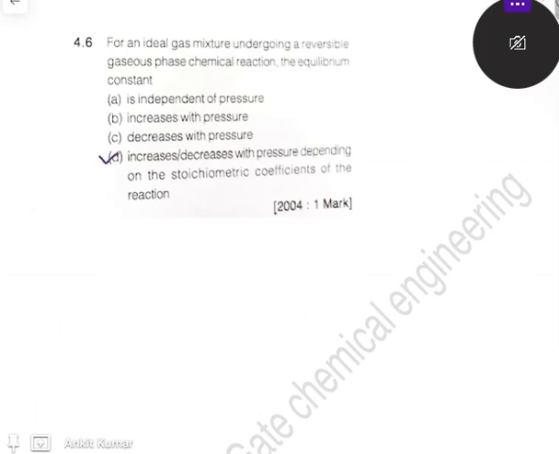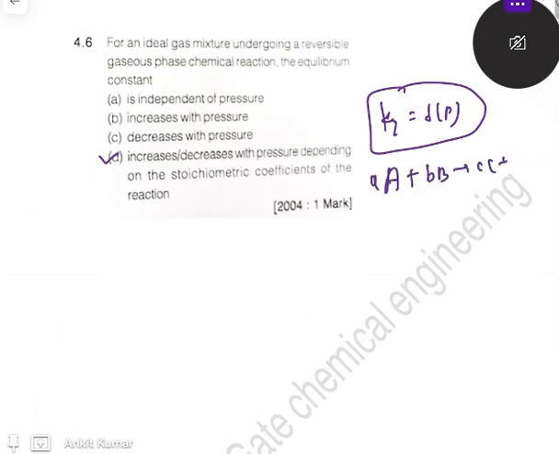Why? Because the equilibrium constant is a function of pressure and it is going to depend upon the stoichiometry. Let's say aA plus bB is getting converted into cC plus dD, right? If the sum of the stoichiometric coefficients of the products is more compared to the sum of the stoichiometric coefficients of the reactants, then if you increase the pressure, the equilibrium conversion will decrease.